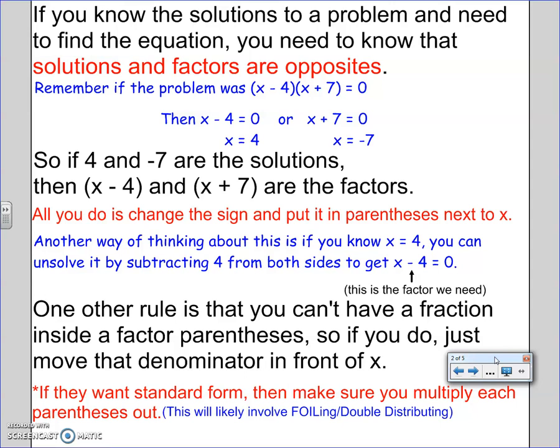One other rule is that you can't have a fraction inside a factor parentheses. So if you do, just move that denominator in front of x in that parentheses. And if they want standard form, make sure you multiply everything out, each parentheses. This will likely involve FOILing or double distributing.